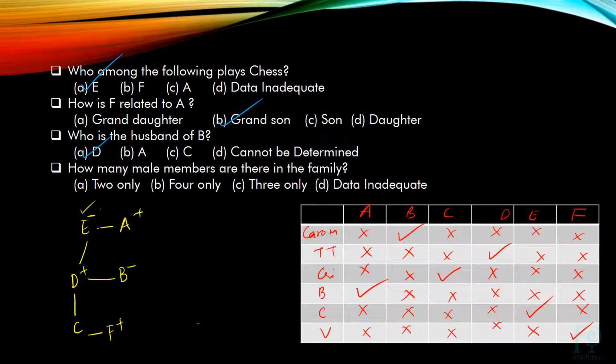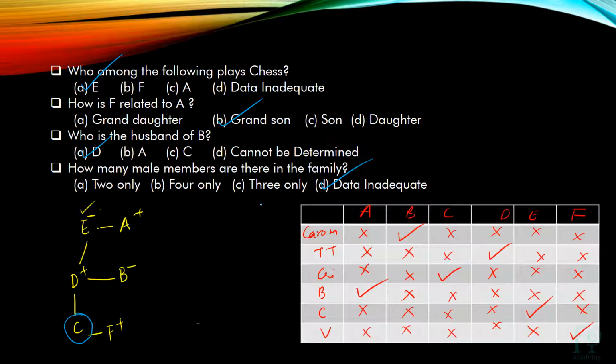How many male members are there in the family? We cannot say how many male members or how many female members there are, because C's gender is not known. So data inadequate will be our answer. C can be either male or female. We don't know. So for these kinds of puzzles, practice is the key. You have to go on practicing more and more.